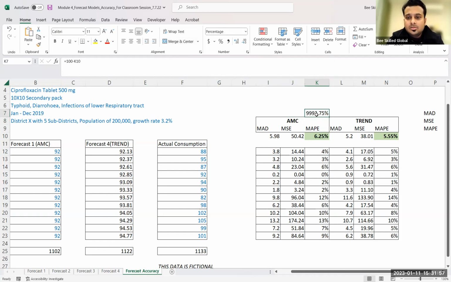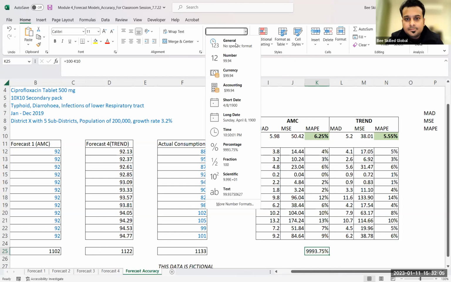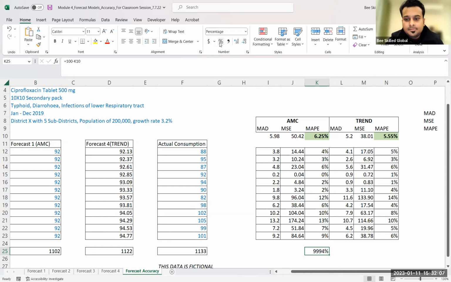Okay, something is wrong. But anyways, it means about 94% or 93.7% accuracy. So the forecast had an accuracy of close to 93%.